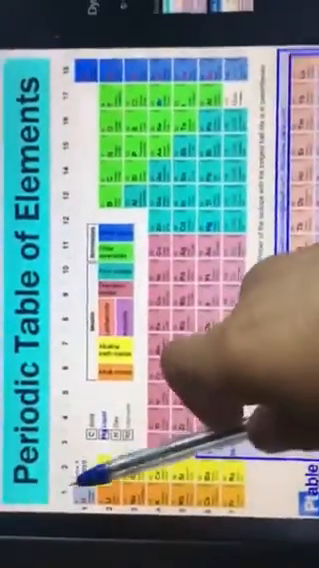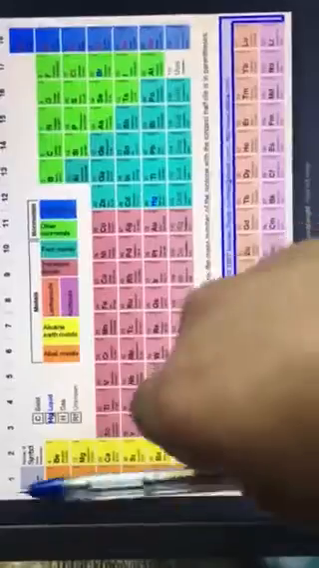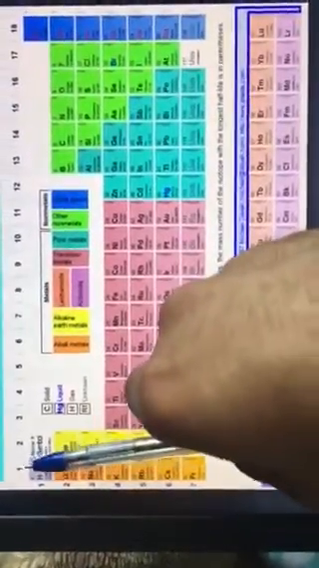Okay, let's write that down. So lithium is in period 2 and in group 1. The top numbers, 1 to 18, are groups. The numbers 1 to 7 are called periods. So lithium is in group 1 and period 2. We wrote group 1 here and period 2.